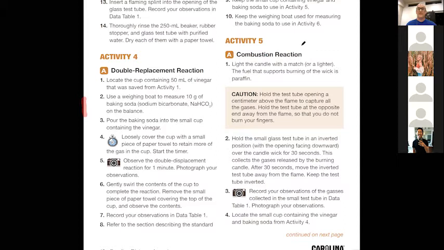Number 5 is classic combustion reaction. And we're going to be looking to see what the products of the combustion reaction are. And so we're going to be burning a candle. A candle is a hydrocarbon. Basically, a hydrocarbon is what it says. It contains hydrogen and it contains carbon. Those are the two elements in a candle.